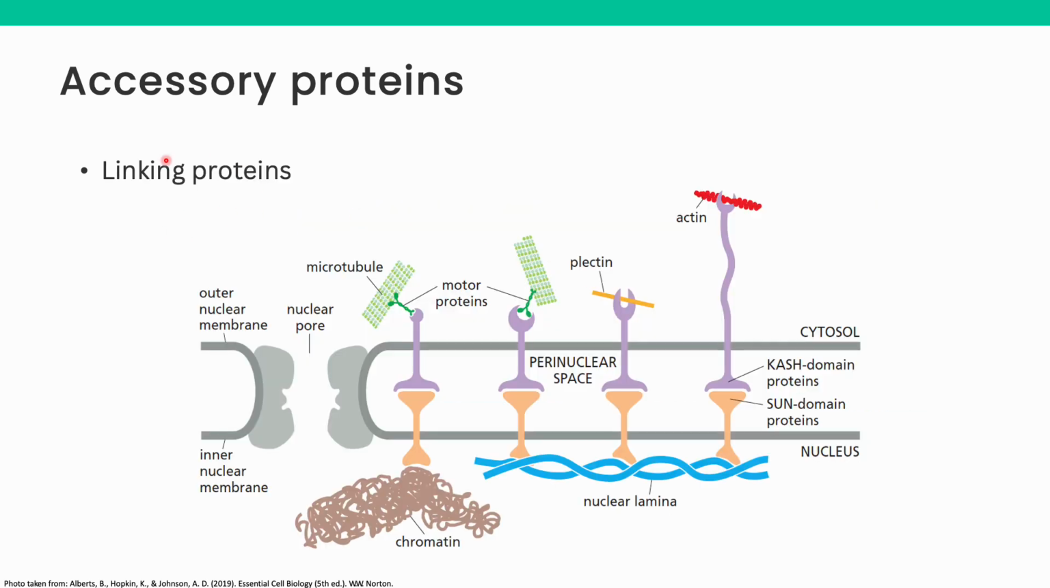Next, we also have our linking proteins, and these proteins' only job is to link our different parts of the cell together. So in this figure, we can see that the chromatin is being held by a linking protein, and this linking protein is touching other linking proteins, and those are connected to our various cytoskeletal filaments.